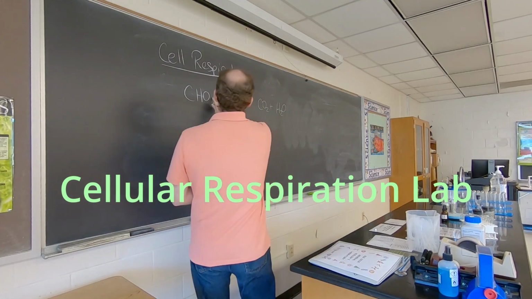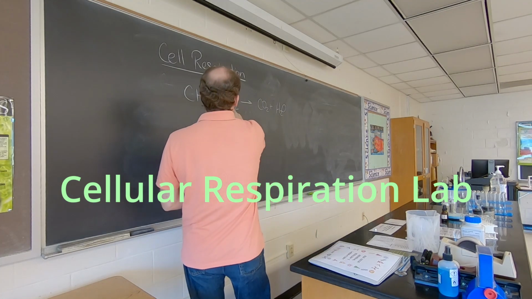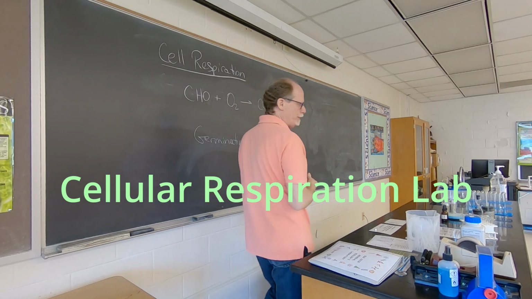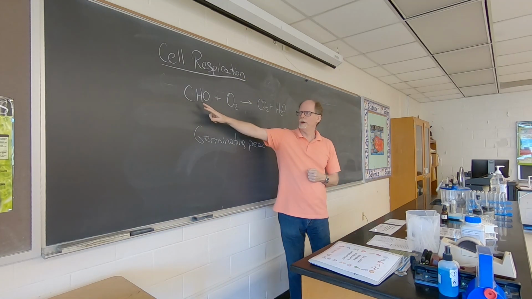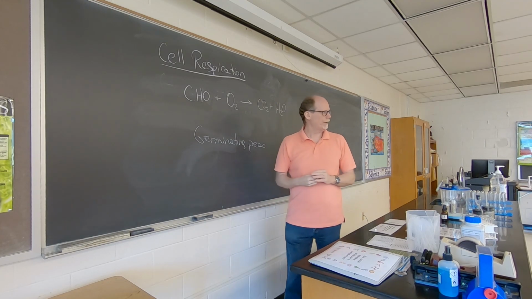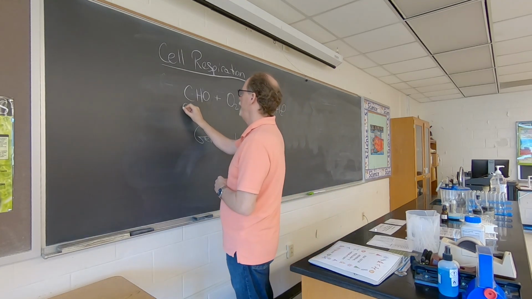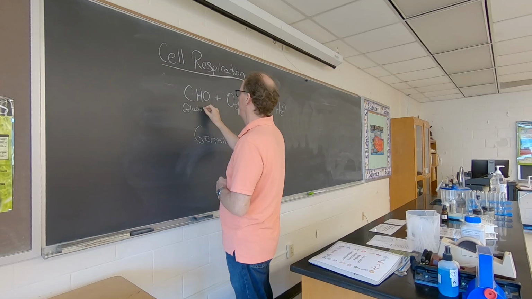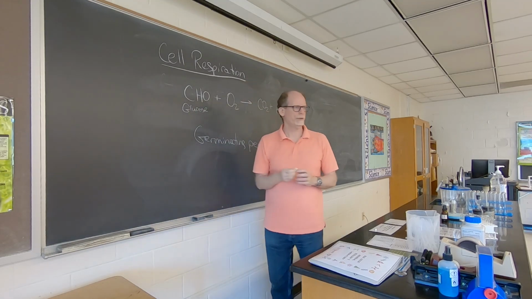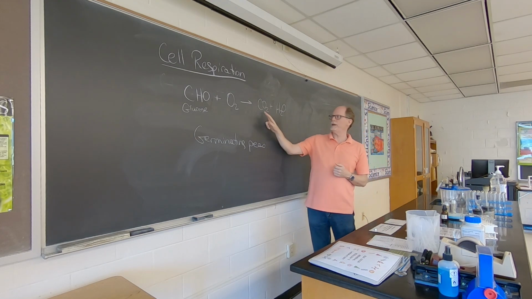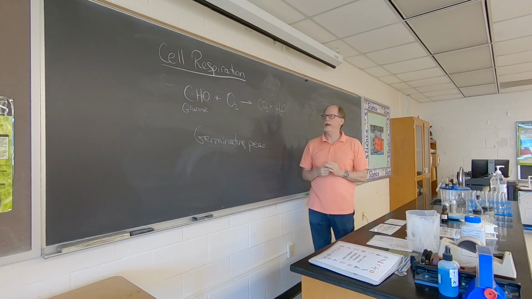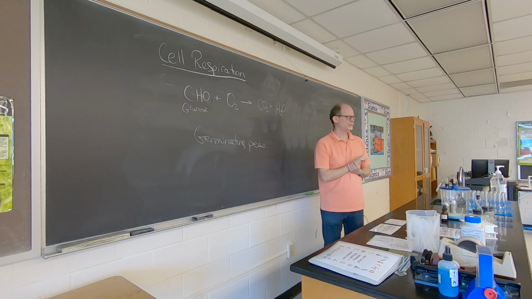Aerobic cell respiration means we're using oxygen, and we're using things like glucose, which is a carbohydrate, right? CHO is an acronym for carbohydrate. And we're burning it to CO2 and water. Right.